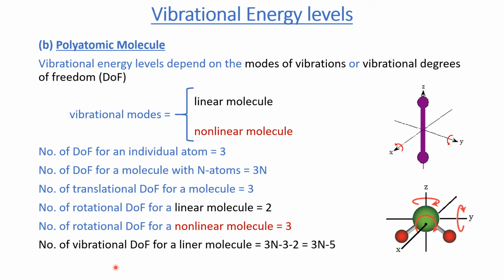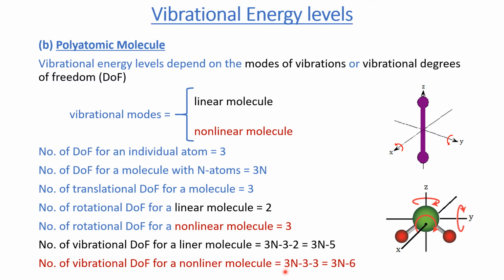So the number of vibrational degrees of freedom for a linear molecule must be equal to 3n, the total degrees of freedom for a molecule, minus 3 translational degrees of freedom, minus 2 rotational degrees of freedom. If you subtract the translational and rotational degrees of freedom from the total number of degrees of freedom, it gives you the vibrational degrees of freedom. So for a linear molecule, the number of vibrational modes is equal to 3n minus 5.